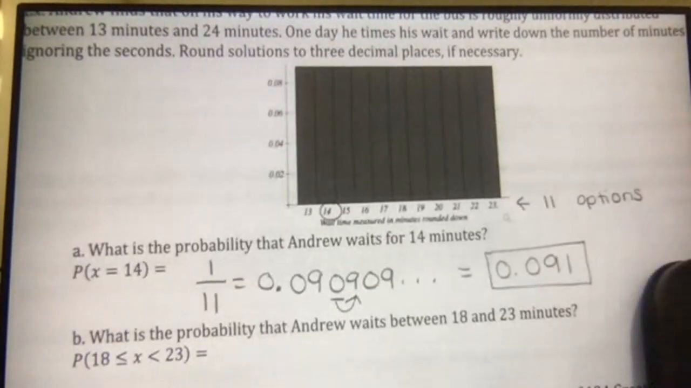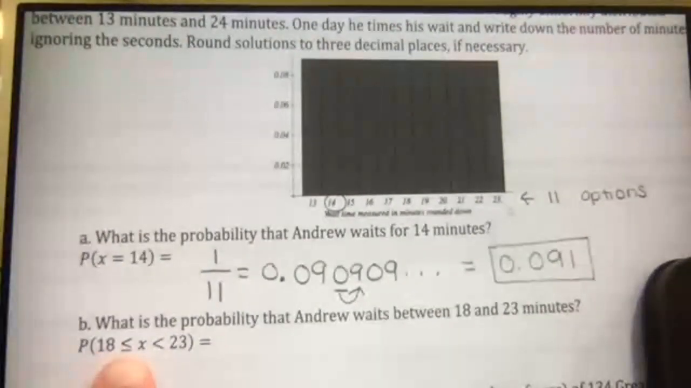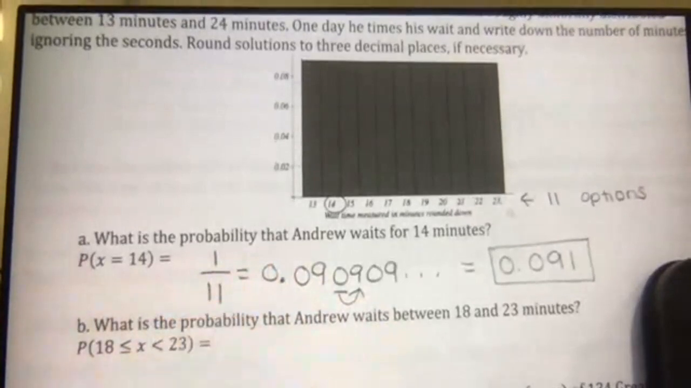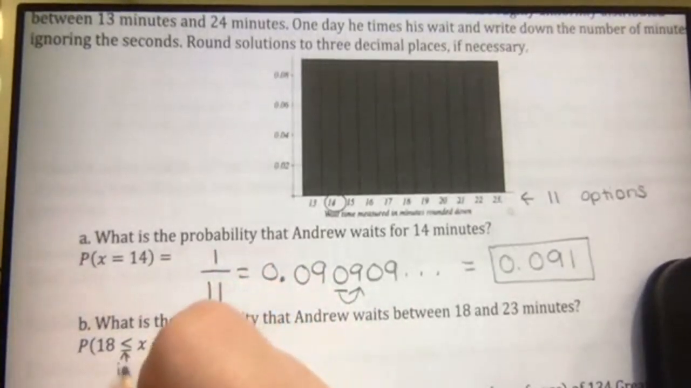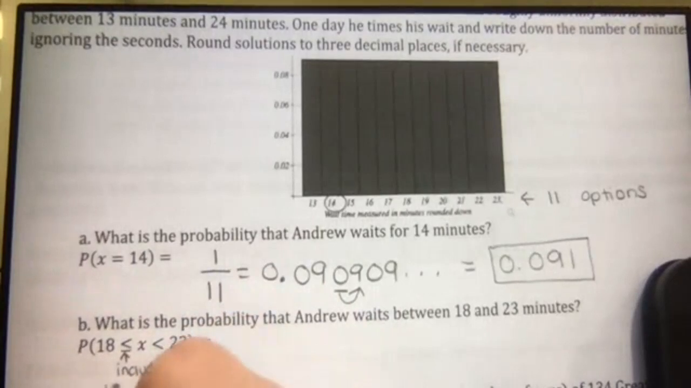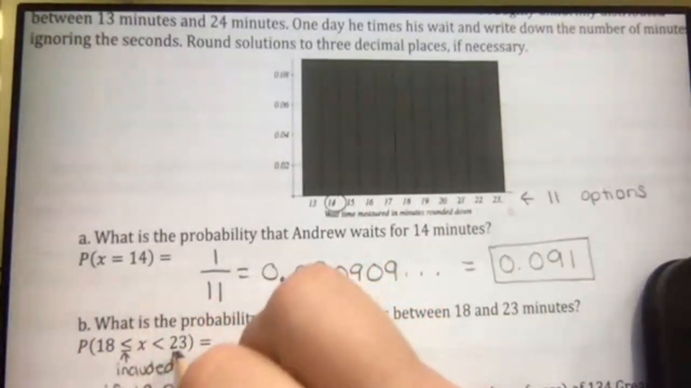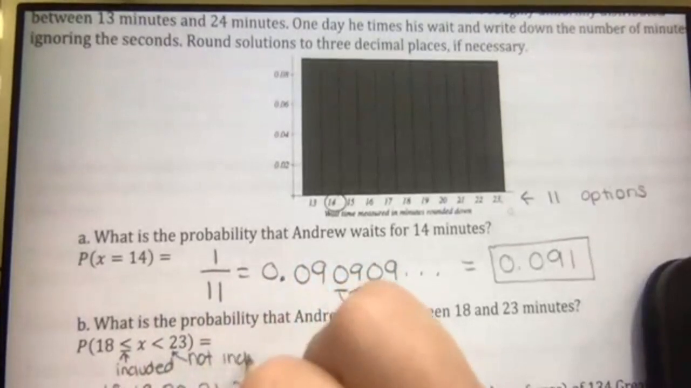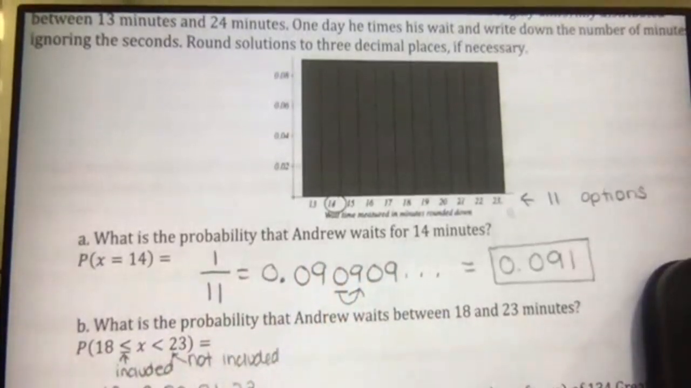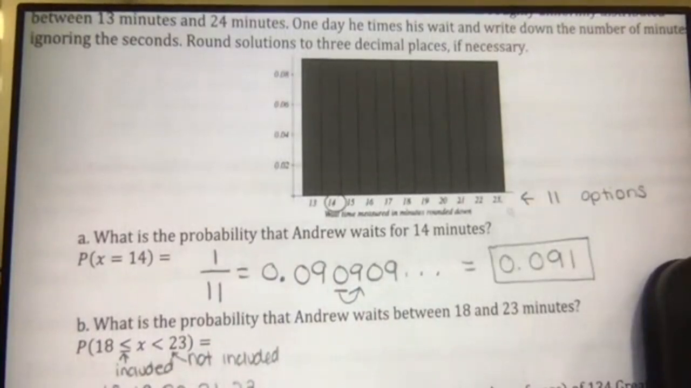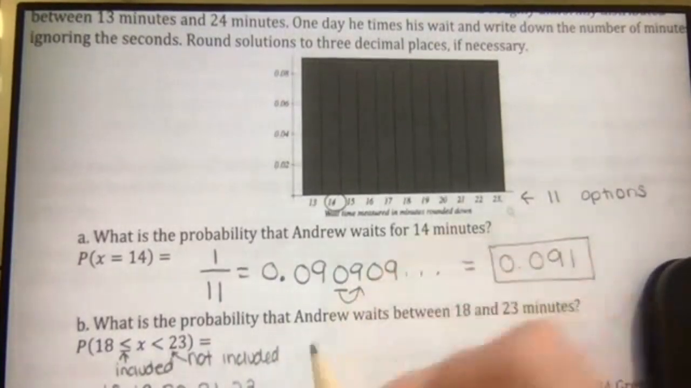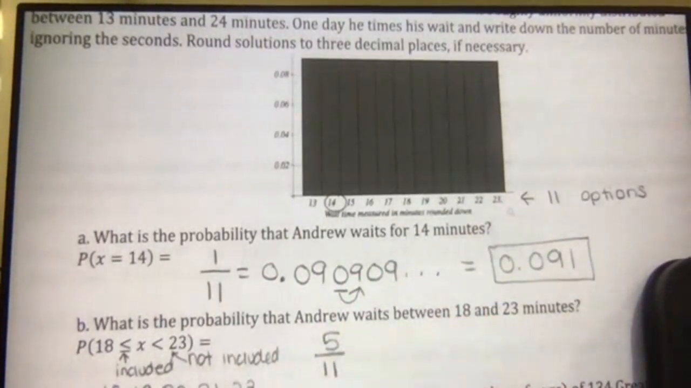What's the probability that Andrew waits between 18 and 23 minutes? It gives it to us in symbol form. So the probability that 18 is less than or equal to x, which is less than 23. Remember that less than or equal to means that 18 is included. So we have 18, 19, 20, 21, 22, but it says just less than 23, so 23 is not included. So that's 1, 2, 3, 4, 5 options out of our total 11.